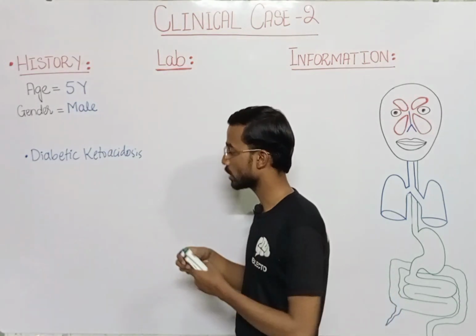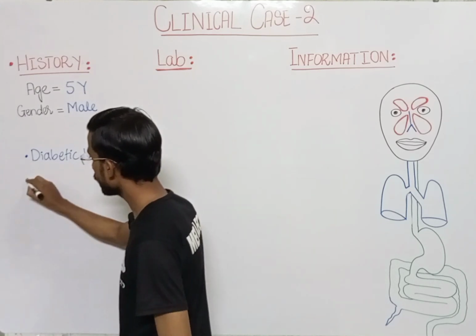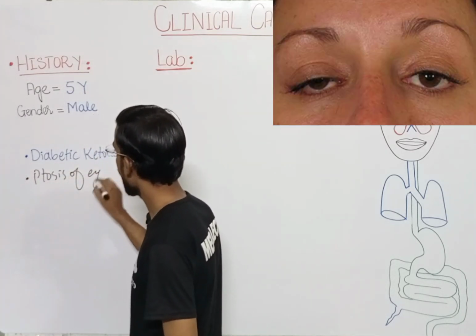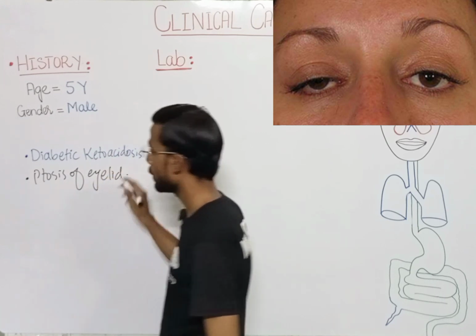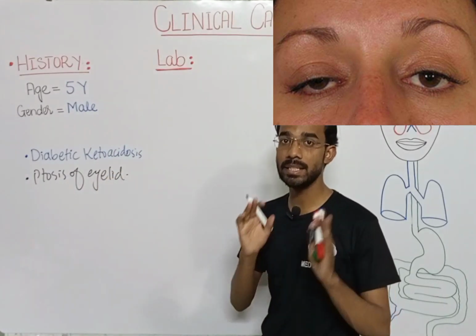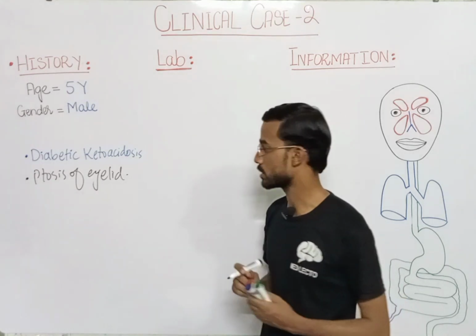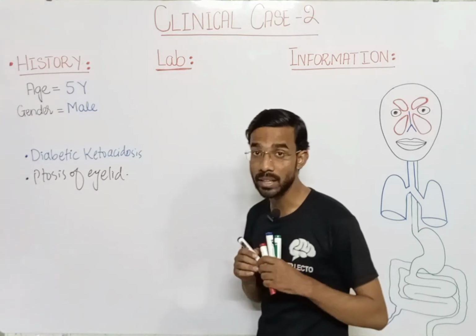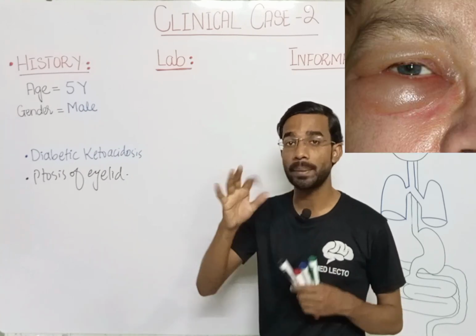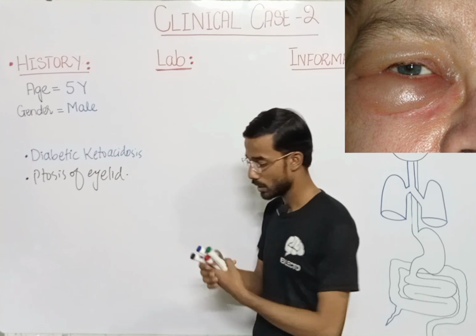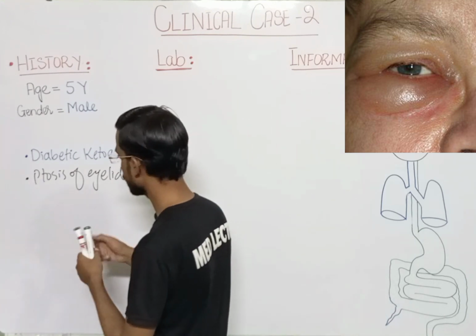Next thing which I noticed is the ptosis of the eyelid, which means drooping of the eyelids. This is the second symptom or physical examination finding. And the third thing which I noticed is the periorbital swelling. Swelling that is around the eye.